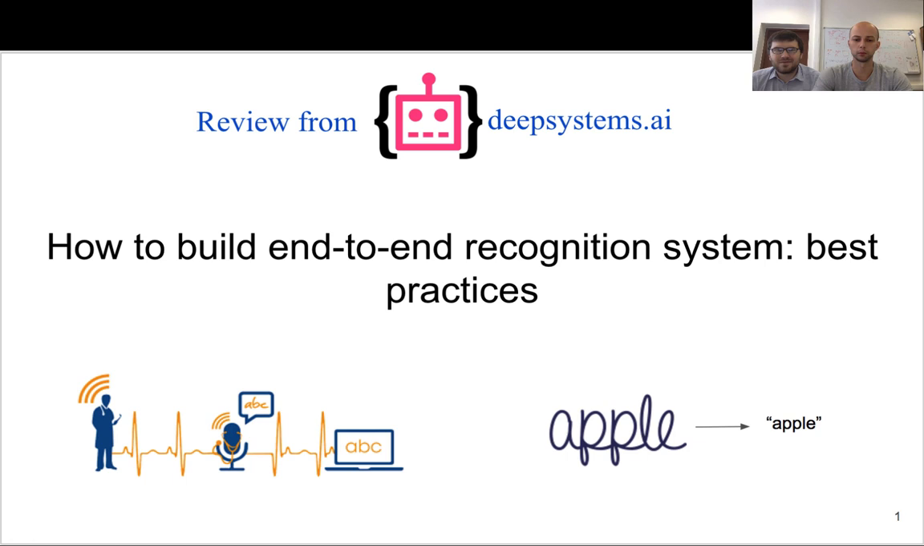We at Deep Systems continue to create lectures about state-of-the-art deep neural network architectures. And today we are going to consider the main principles of building end-to-end recognition systems, such as speech recognition or image OCR. Max, sounds great.